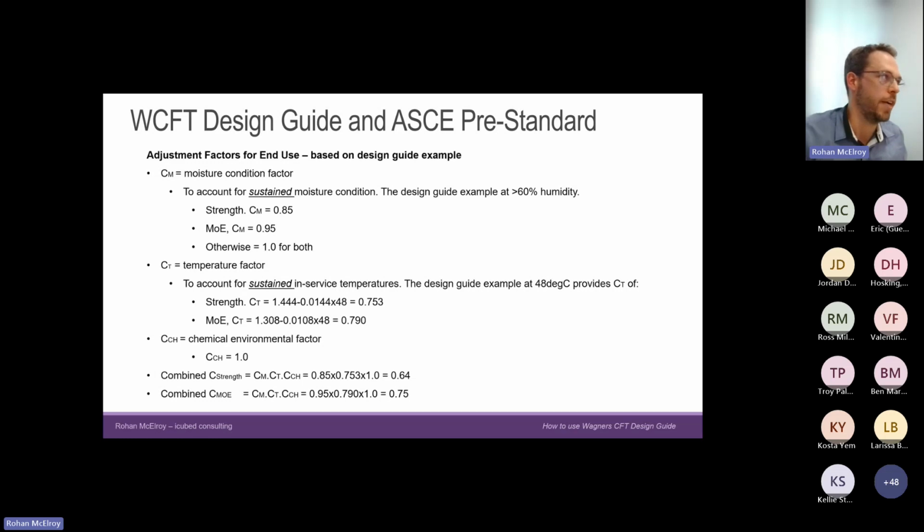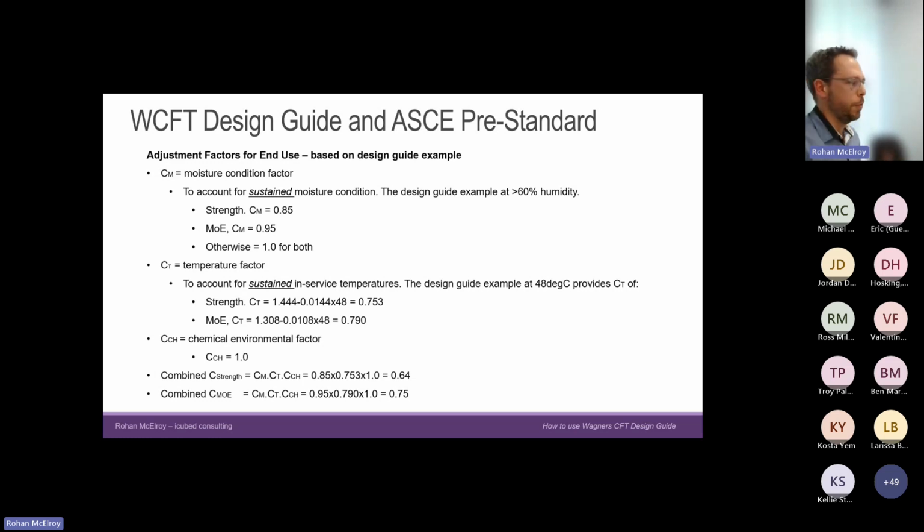So going back to the adjustment factors for end use, moisture condition factor. Based on this example in the design guide, it had a relative humidity of 60%. So our CM adjustment factor is 0.85 for strength and 0.9 for modulus. Temperature factor, sustained in-service temperature in this example was 48 degrees Celsius, and there are the corresponding strength and modulus reduction factors there. Chemical environment was held at 1.0 in this case. It was just in a fairly normal environment.